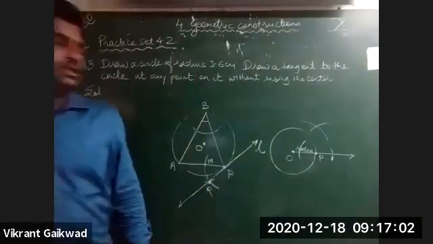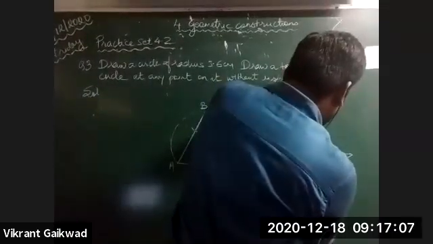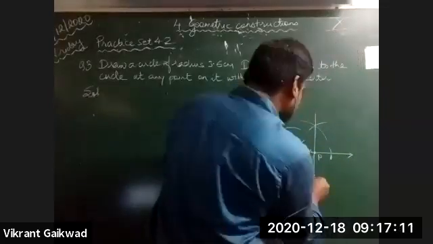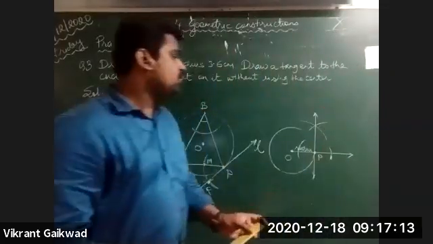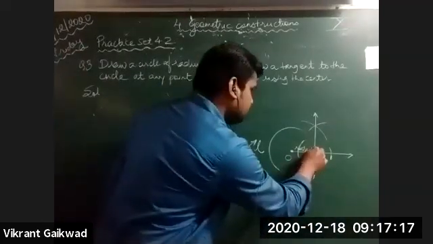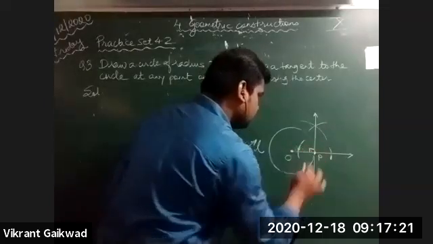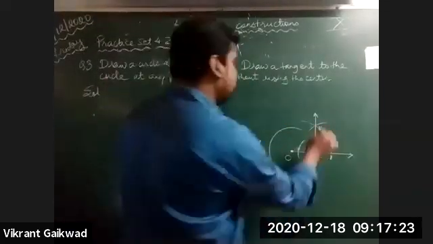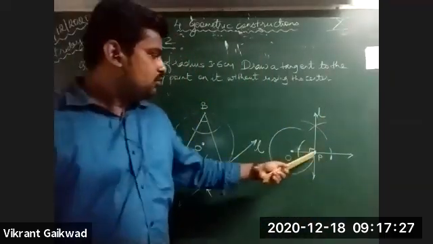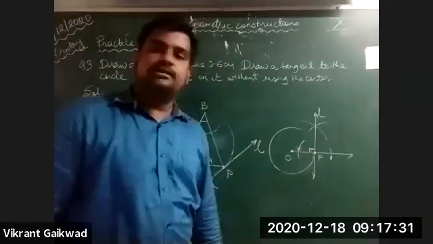Just join those arcs with point P. So this is the tangent. It's perpendicular. So I'm erasing this radius. This is the tangent, say L at point P, and OP is the radius. So radius and tangent are at 90 degrees, perpendicular.